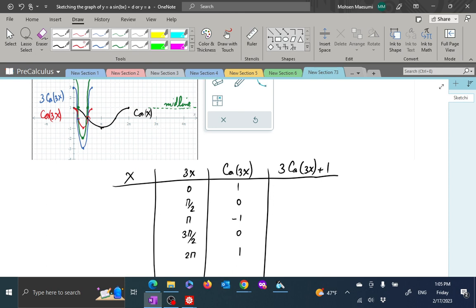Take these things and triple them, and add 1. Triple of 1 is 3, and adding 1 is 4. 0 becomes 1, minus triple becomes minus 3, and adding 1 becomes minus 2. This becomes 1 again, and this becomes 4. X is a third of these angles, so 0, pi/6, pi/3, pi/2, and 2 pi/3, which we said for following the points is 0.